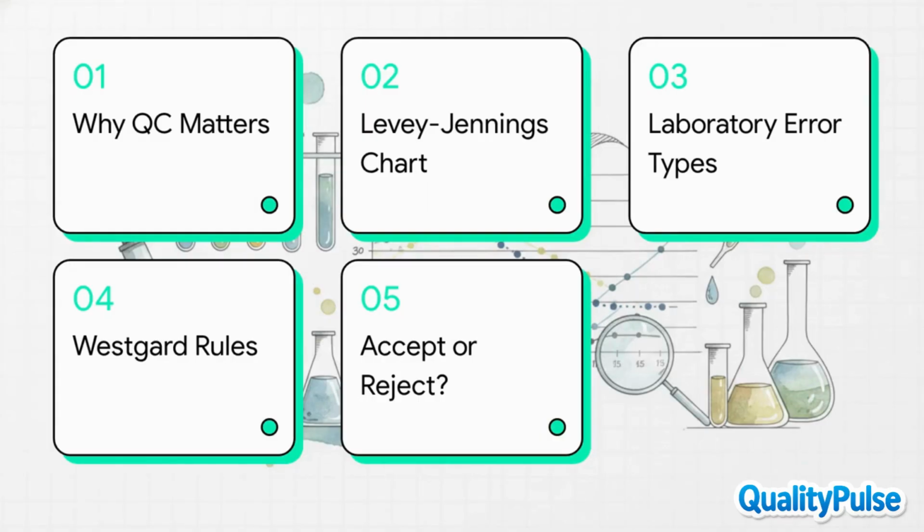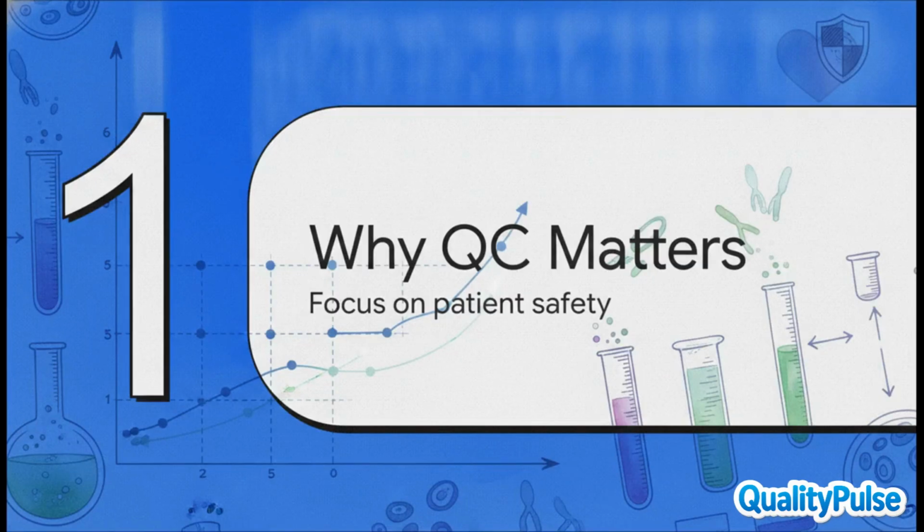So, we're putting this topic under the microscope today. We'll quickly review why quality control really matters, break down the Levey-Jennings chart, understand the two main types of laboratory error, apply the famous Westgard rules, and then put you to the test with some accept or reject scenarios. Starting right off with Section 1, why quality control matters.